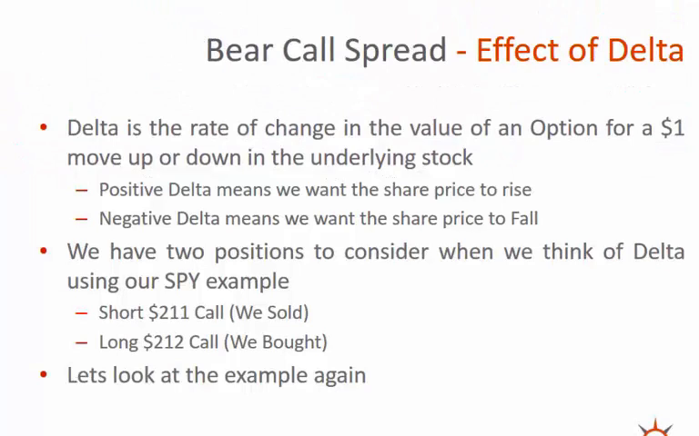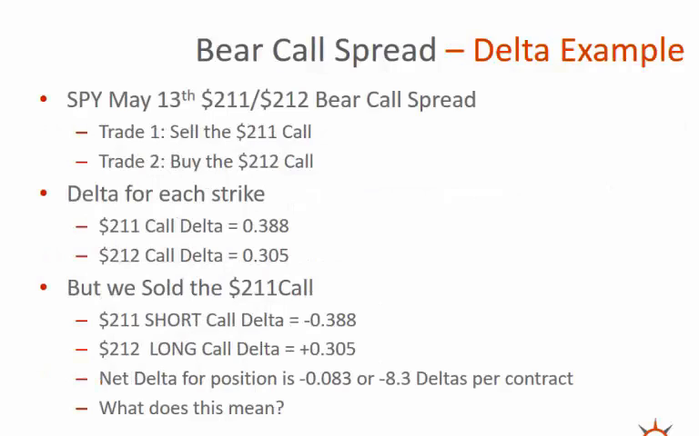So again, just a couple of highlights of delta. Positive delta after a position means you want the share price to rise, and negative delta means that you want the share price to fall. So when we think of delta with the bear call spread, we've got to think of two call option positions. We sold the 211 call and we bought the 212 call. So let's look at that example again.